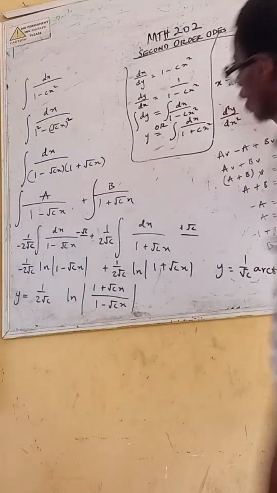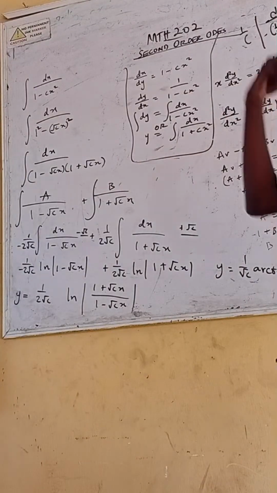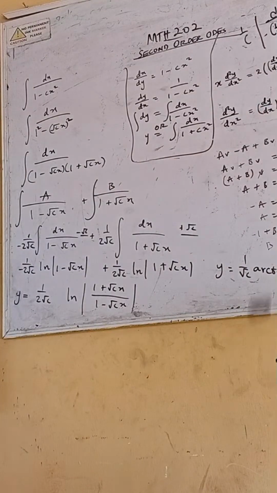So if there is no y, the y is missing, we use v equals to dy/dx, where v is a function of x. And this is not compulsory.